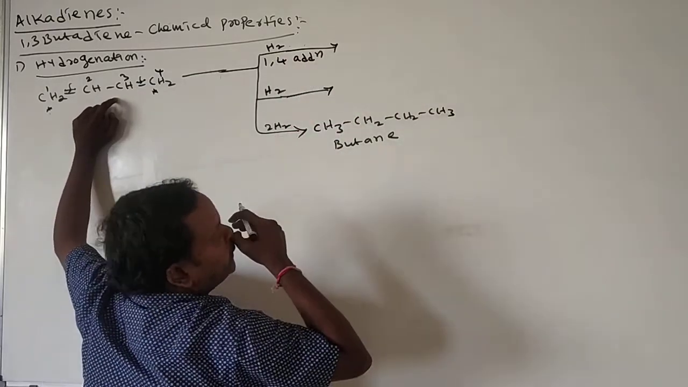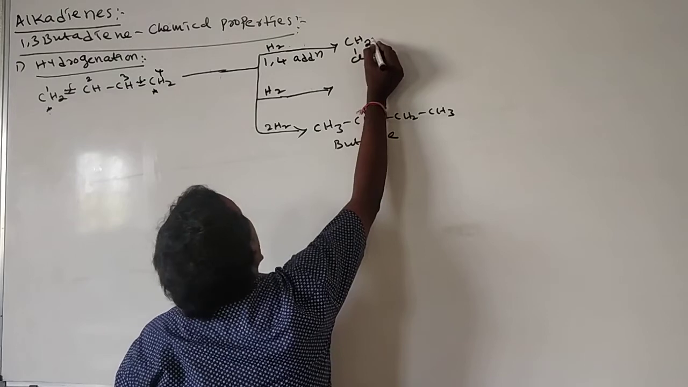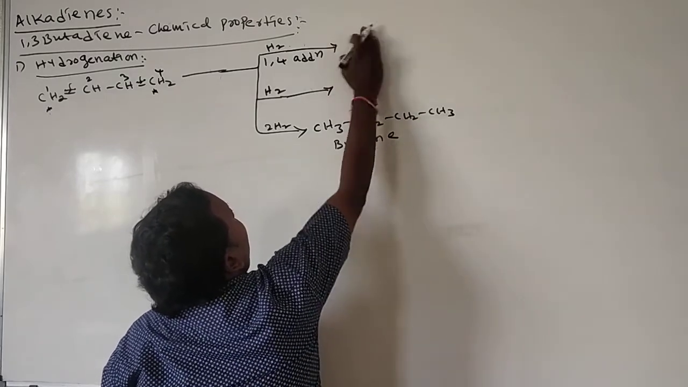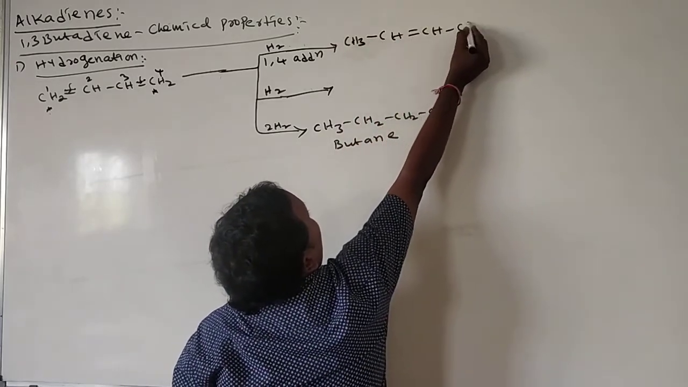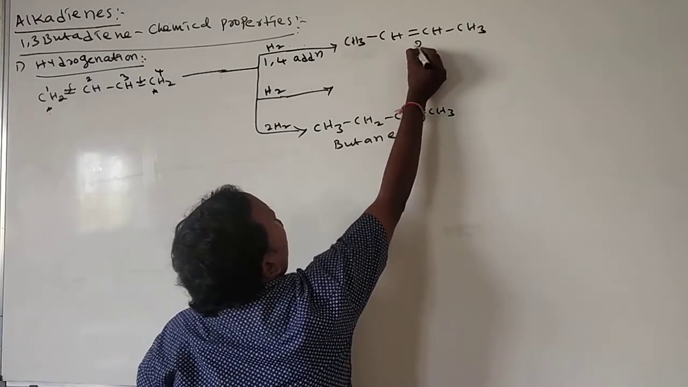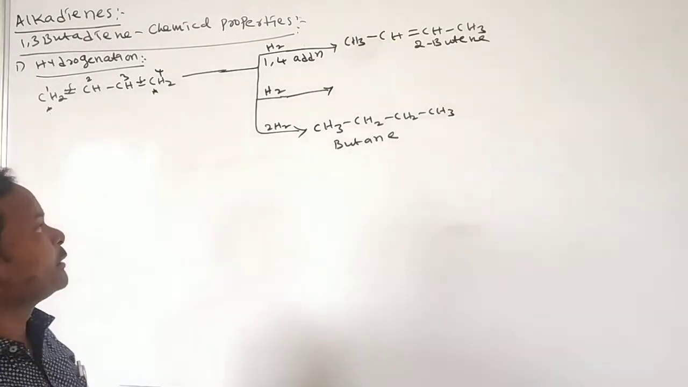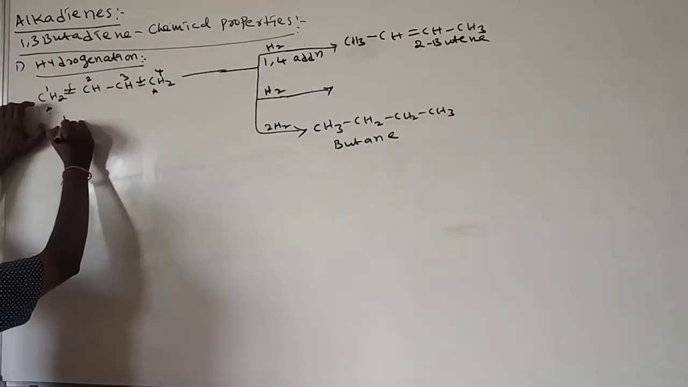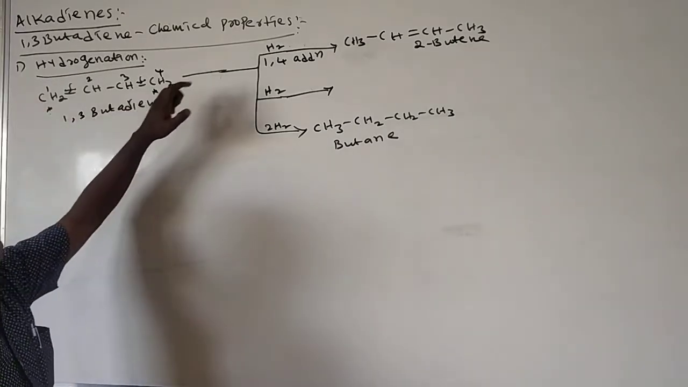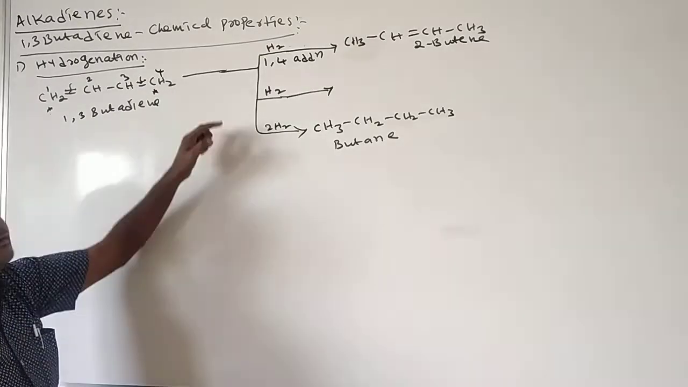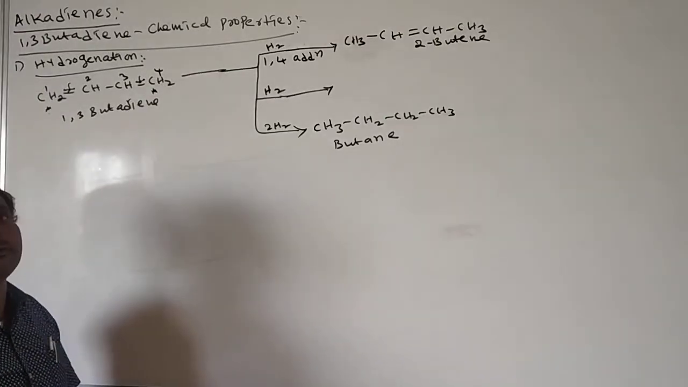By the 1,4 addition, what will you get? CH2 becomes CH3, CH double bond CH, CH3. This we call 2-butene. 1,3-butadiene, just add hydrogen. Which addition? 1,4 addition. By the 1,4 addition, we get 2-butene.